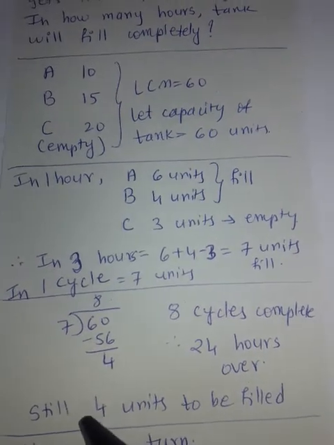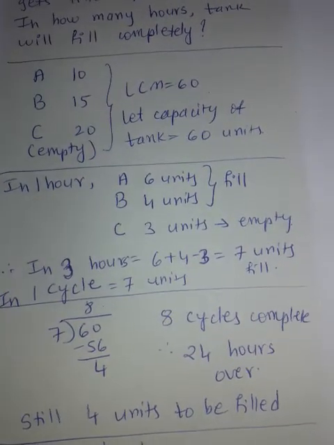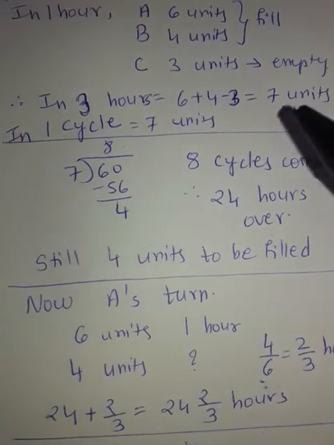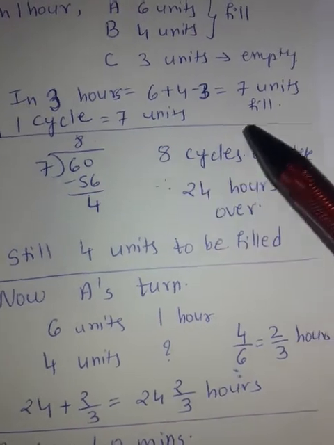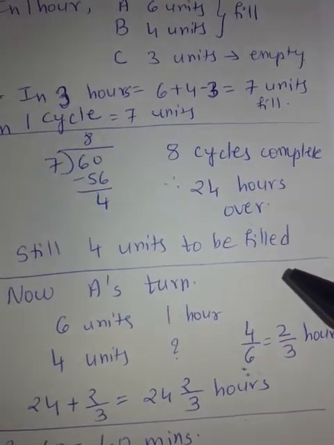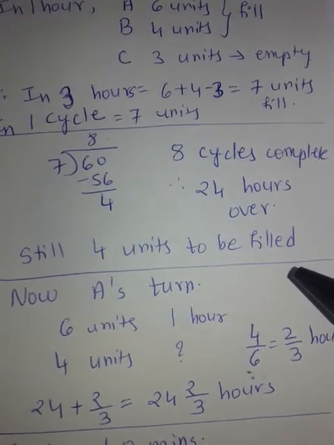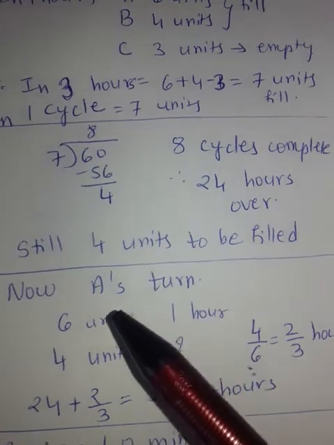So still 4 units are to be filled. There are 60 units in a tank. 56 units are already filled in 8 cycles, that is 24 hours, but still 4 units are to be filled. Now whose turn it is? Now it is again tap A. Tap A's turn is there.